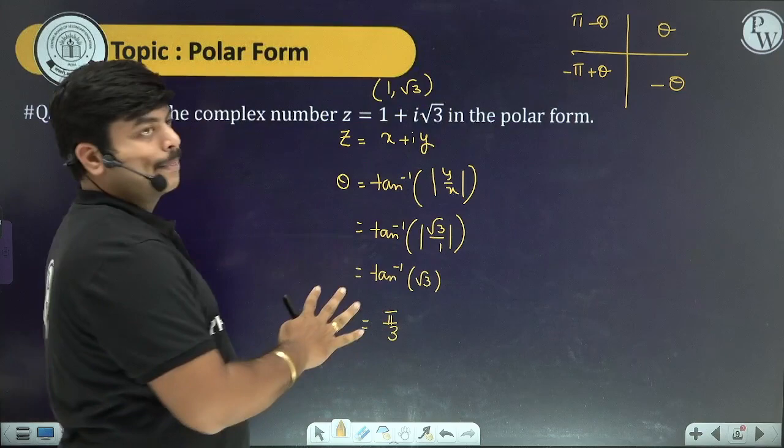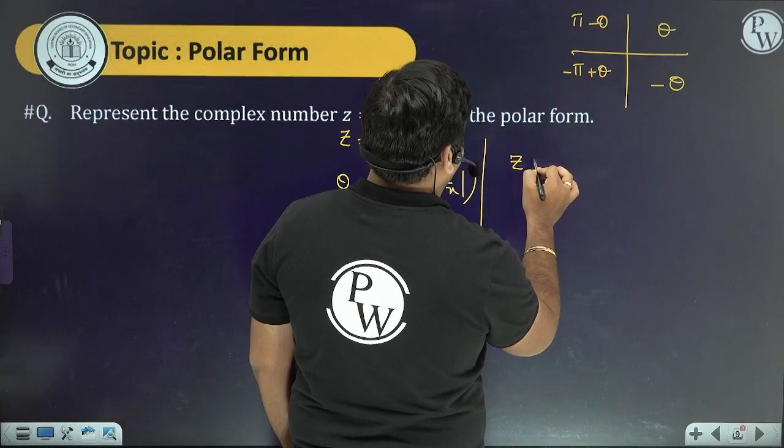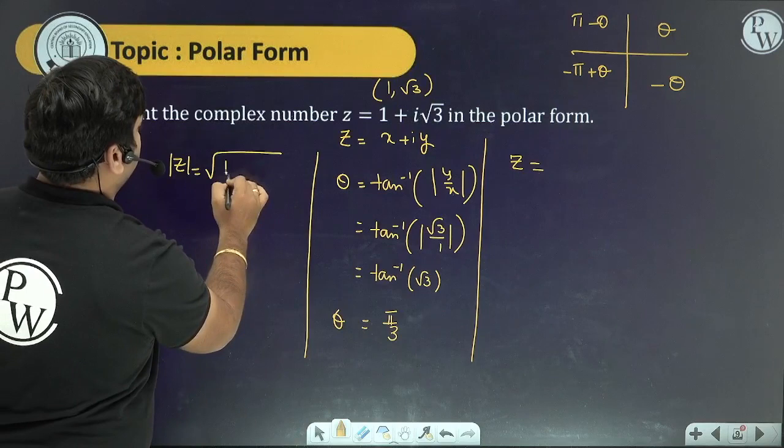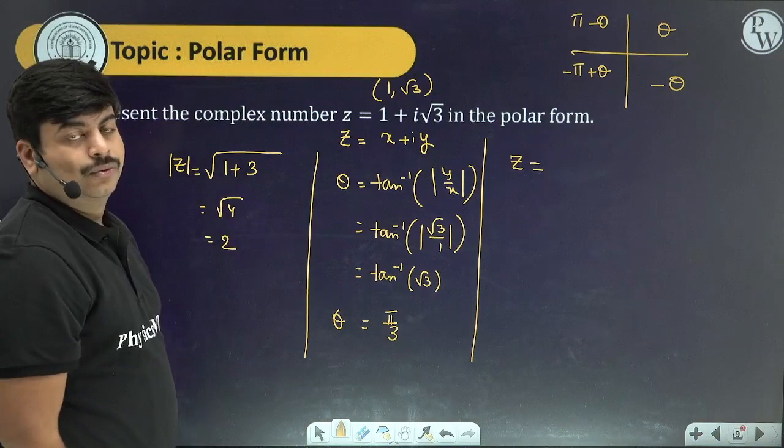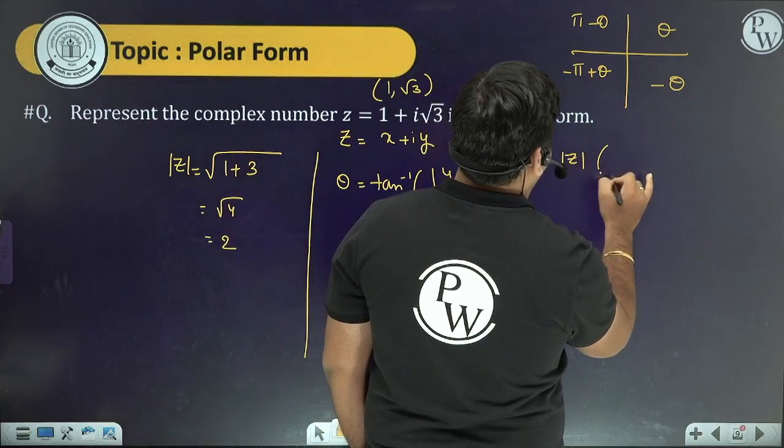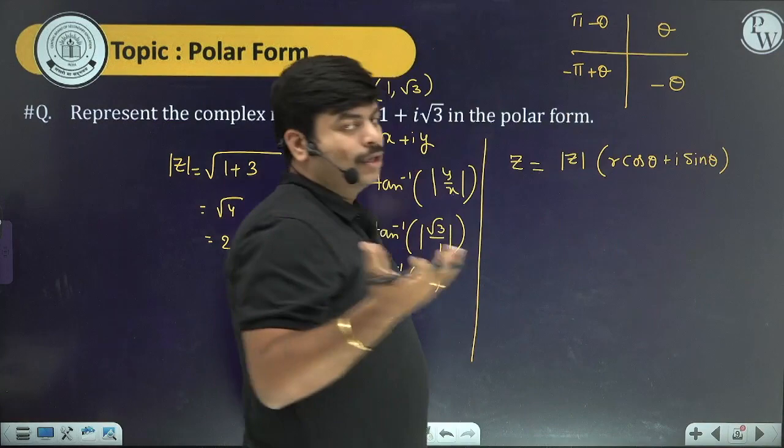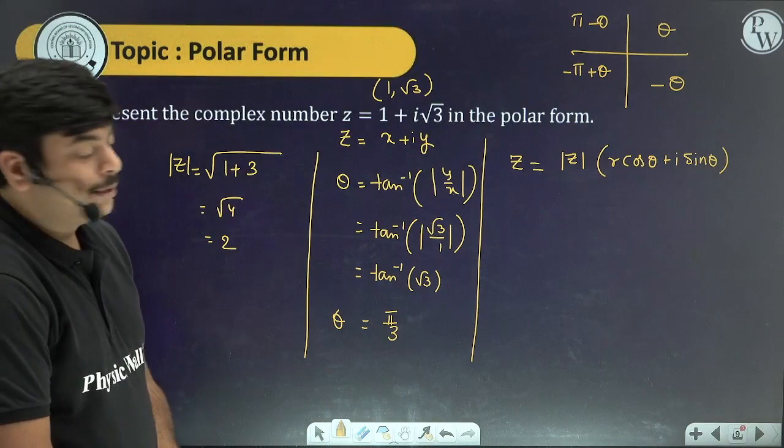Now z is equal to... I should also find mod z. What is mod z? That is root over 1 plus root 3 square, which is 3, so root 4, which means mod z is equal to 2. So z is equal to mod z into r cos theta plus i sin theta. So what is cos theta, what is sin theta? From where can I get these values? See, I have the angle theta pi by 3, so I know cos pi by 3 and I know sin pi by 3.